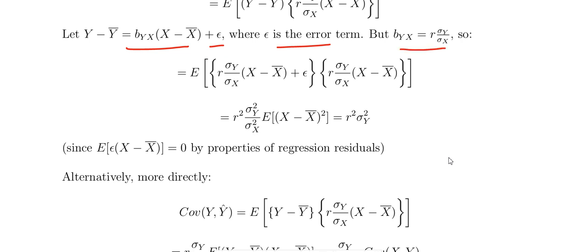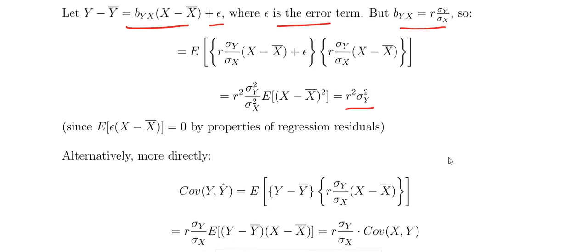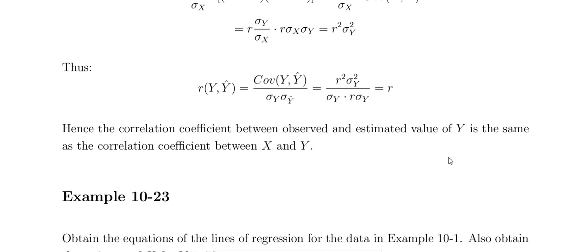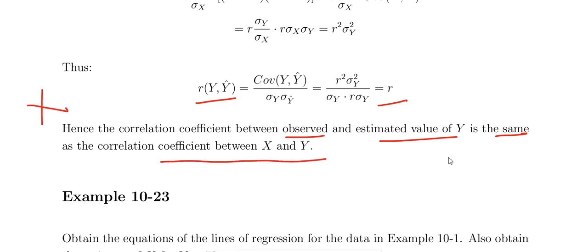So byx equal to something. So expectation of r square sigma y square. Get it. The correlation coefficient is equivalent to the same thing, r. So the correlation coefficient between the observed and estimated value of y is the same as the correlation coefficient between x and y. That is also very important. Okay.